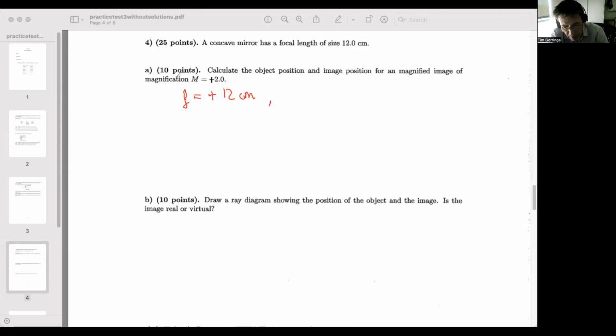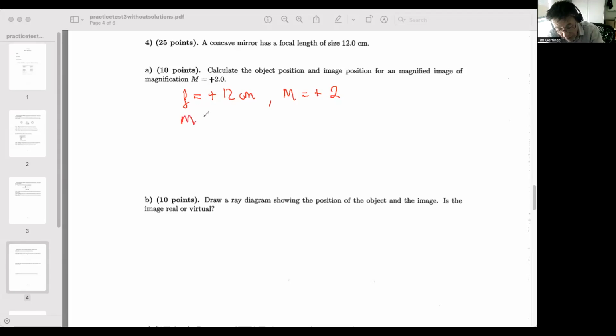We're also told in the next part of the question to calculate the object and image positions if the magnification is +2. So m equals +2, a double-sized upright image of the object. From these two numbers, we're going to calculate two more numbers, the image position and the object position. We've got two unknowns, so we're going to need two equations. The two equations are the magnification equation and the mirror equation.